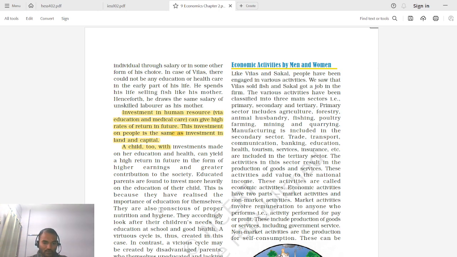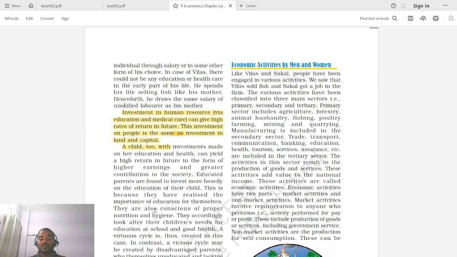They are also conscious of proper nutrition and hygiene. They accordingly look after their child's need for education at school and good health. A virtuous cycle is thus created in this case. So whenever there is an educated family, they think of their child to have better future, invest heavily in the education, give them better nutrition and hygiene, and in this way a positive cycle is created which is known as virtuous cycle.